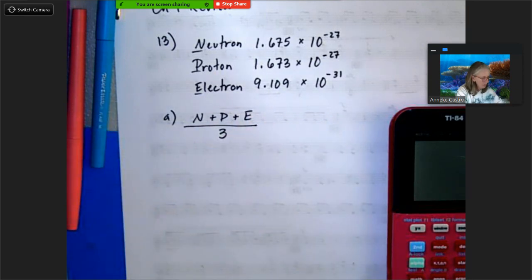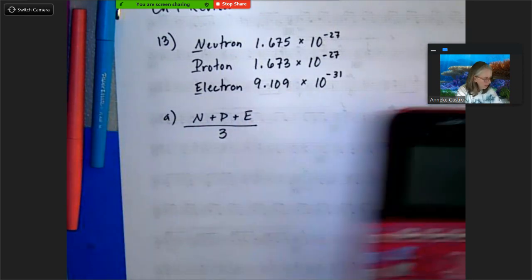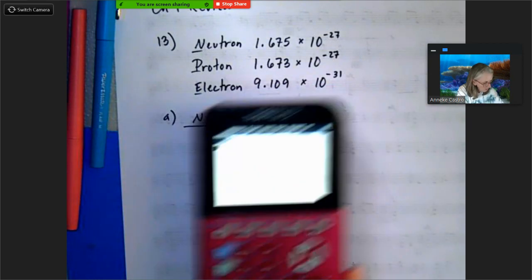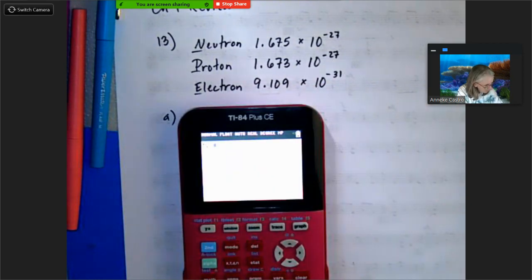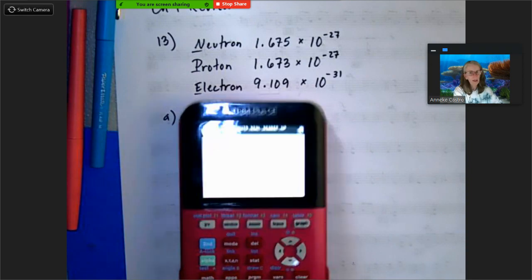So one thing is, how do you put these into your calculator? You can just type them in, 1.675 times 10 to the negative 27th. You can do it like that.